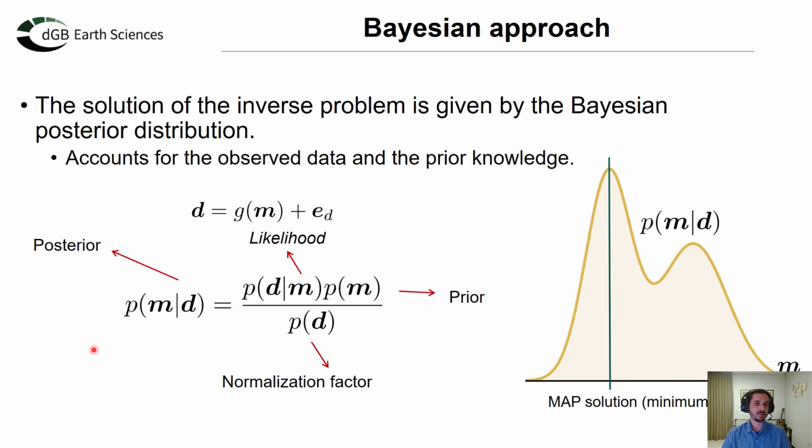So here we have the definition of the posterior distribution, which is the product of the likelihood and the prior. The likelihood is related to how adequate your model is to the data, and the prior is related to how adequate your model is to the prior knowledge, the prior models. And here, just to highlight, what we call the MAP solution, maximum a posteriori solution, is the same as saying the solution which gives us the minimum error. So the MAP solution is the maximum value of the posterior distribution.